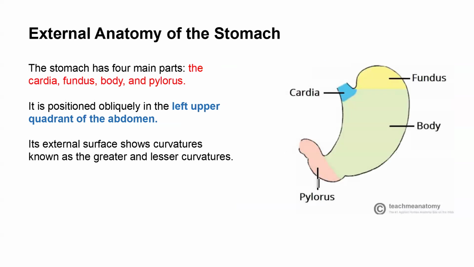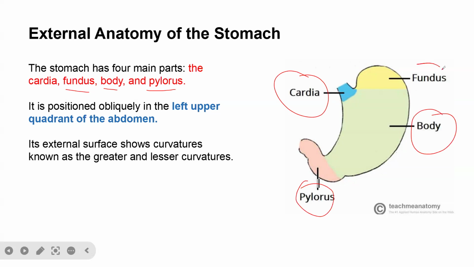anatomy of the stomach. The stomach is made up of four main parts. These four main parts include cardia, that is number one, fundus, body, and pylorus. As we can see from here, this is the cardia, this is the pylorus, this is the body, and this is the fundus. So these are the four main parts of the stomach. You can draw the structure of the stomach.